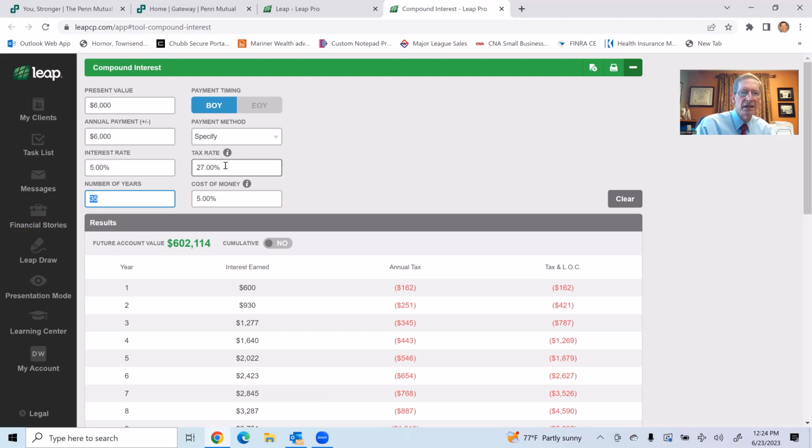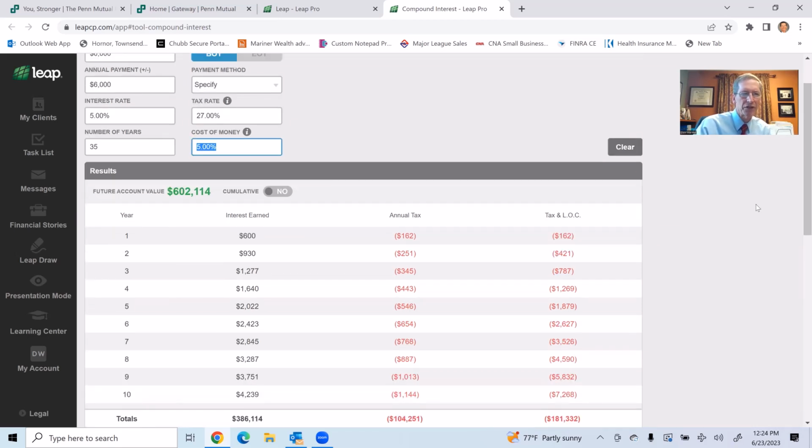Now, in this case, they are in a 27% combined marginal tax rate, 22% federal is the assumption, and 5% state. And the cost of money is 5%. So that's where we're calculating the lost opportunity cost. In other words, if I give up $1, had I kept the dollar, how much could I have earned if I had kept it? So it's going to run a couple of calculations.